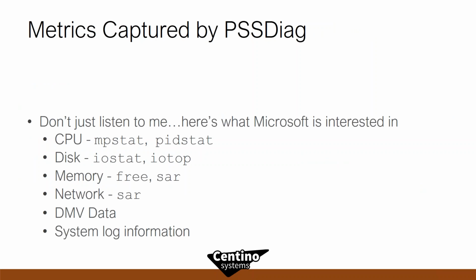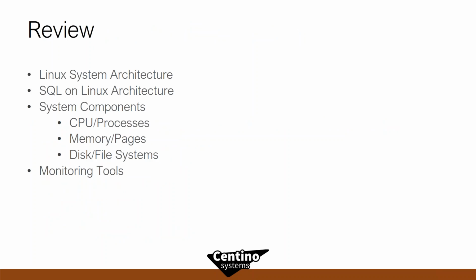The final thing I wanted to cover from a tech standpoint is metrics captured by PSS Diag. All the stuff that we've been talking about today are the things that they use, right? CPU, disk, memory, network, DMV data, and log information, and the tools that we talked about so far. These are all the things available inside of PSS Diag that collect that information. And so we covered a lot of turf. I think we're over a little bit. We covered the Linux system architecture. We talked about SQL Server on Linux and the individual system components and the tools to monitor those. Then we zoomed out a little bit and looked at some monitoring packages. Things like sar and Grafana are fantastic utilities to help you get things done.